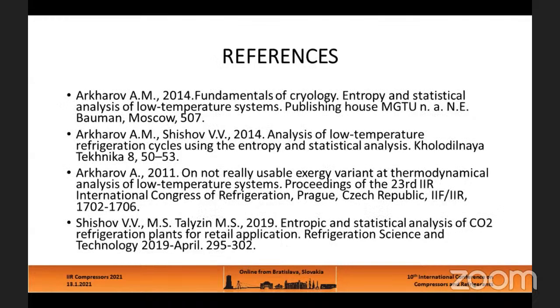There are some references, and I would like to draw attention to this one. It is called the not really usable exergy variant of thermodynamic analysis of low temperature systems, because I was asked why this method, entropic and statistical, is preferable to the exergy variant, and you can find the answer in this reference.